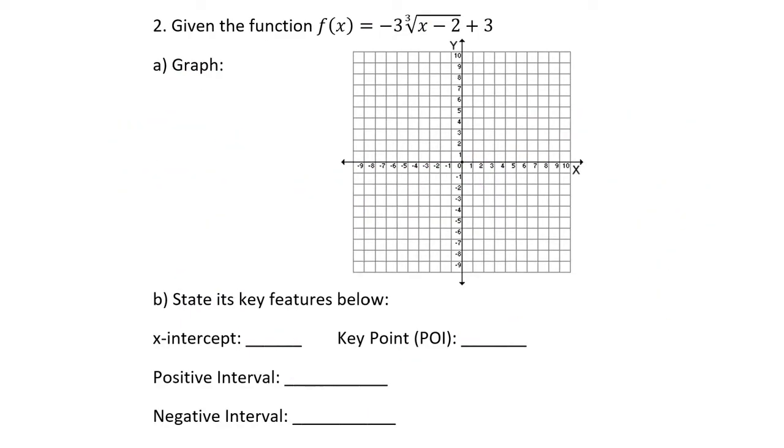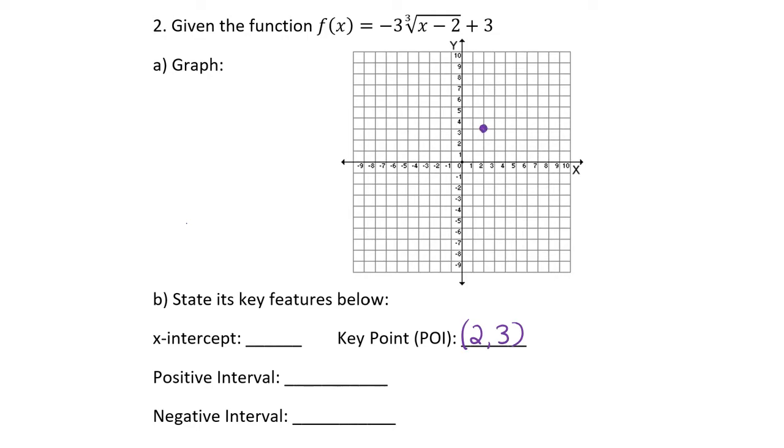Okay, problem 2, we're doing more graphing, and we're doing a cube root. So once again, we want to find our key point by asking what number minus 2 would equal 0. It's going to be positive 2. Our back number is positive 3. So now we have our key point located here, 2, 3.